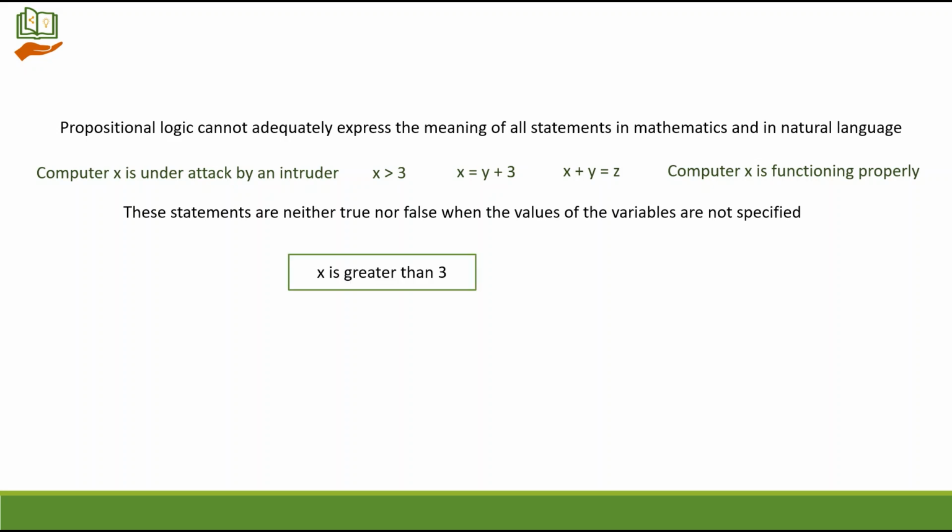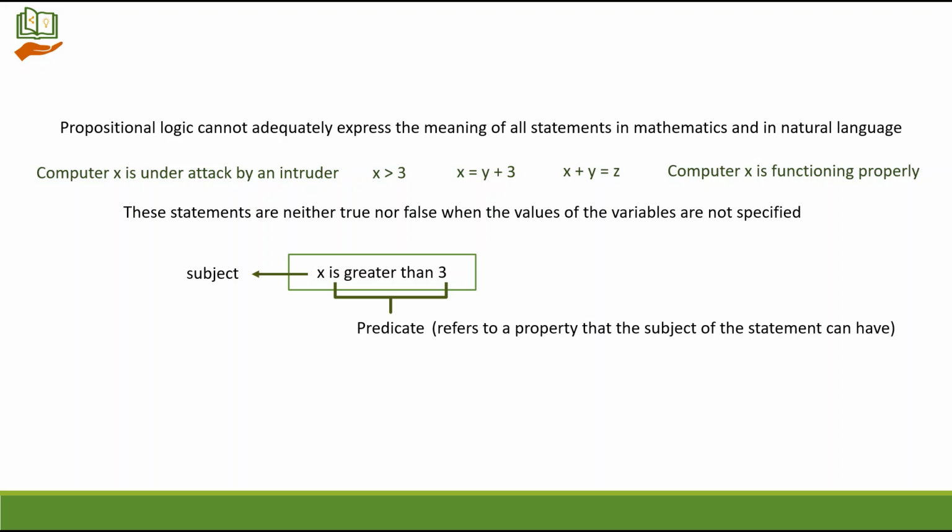Let's take X is greater than 3. This X is called the subject, and the remaining part of the statement, is greater than 3, the one that defines the property, is called the predicate. We have already discussed this property term. The predicate refers to a property that the subject of the statement can have.